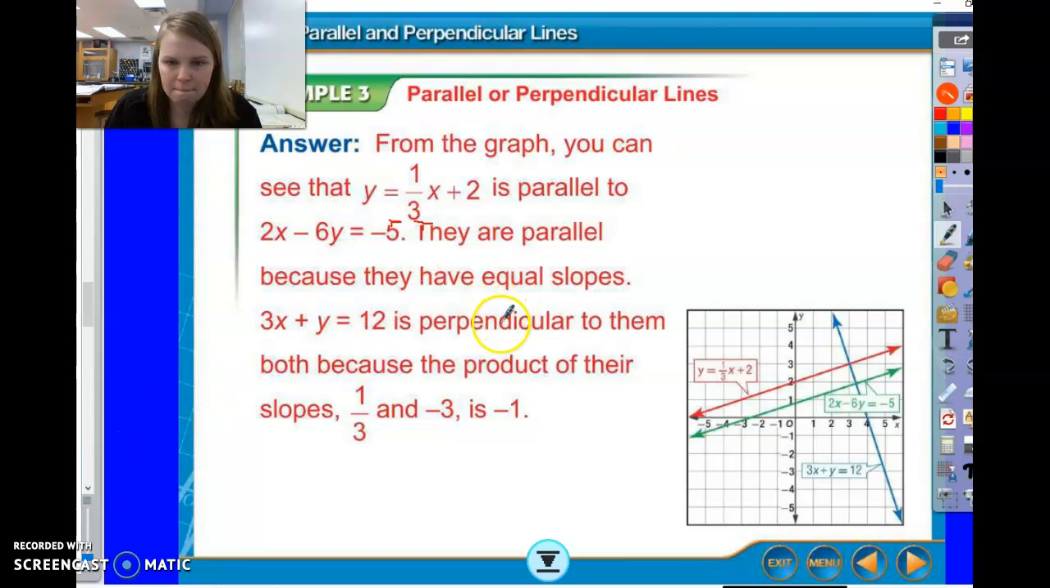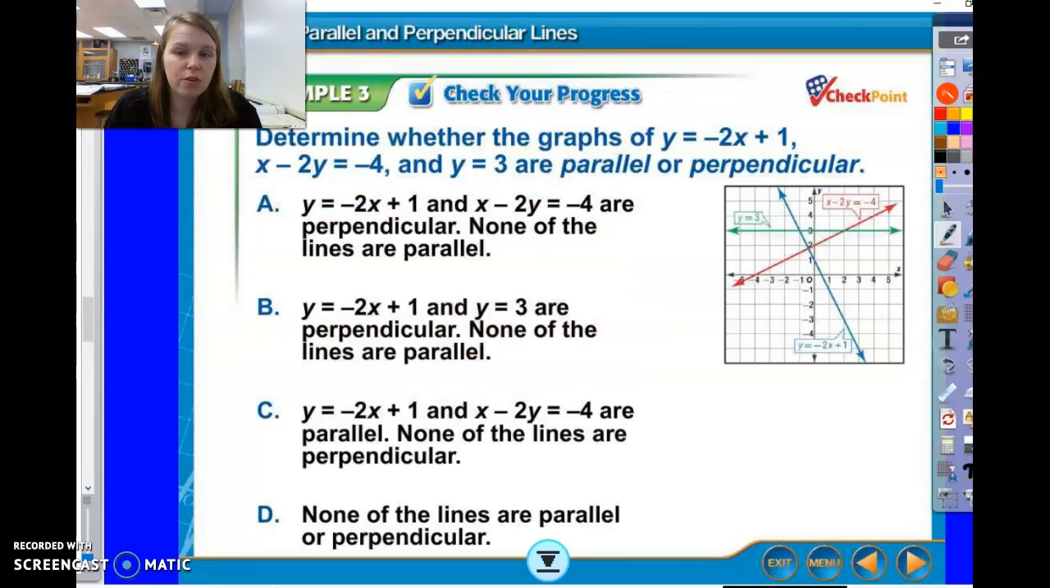Okay. So what they did is they're looking at these, I guess they just looked at them on the graph. Okay. Well, you try this one.